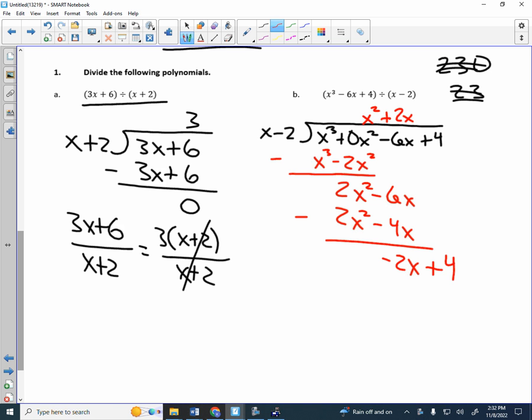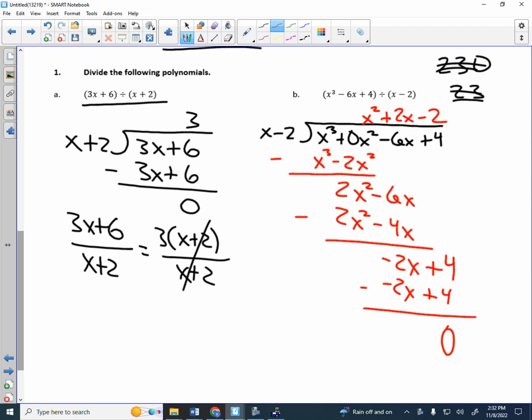So what do you multiply x by to get negative 2x? Negative 2. I distribute that back through. Negative 2 times x is negative 2x. And negative 2 times negative 2 is positive 4. I subtract, what do we get? 0. So the remainder is 0.